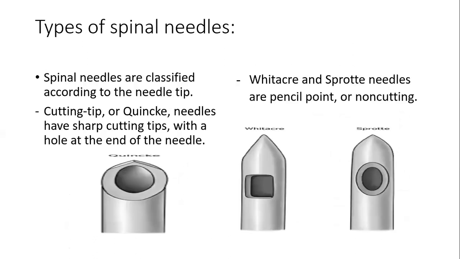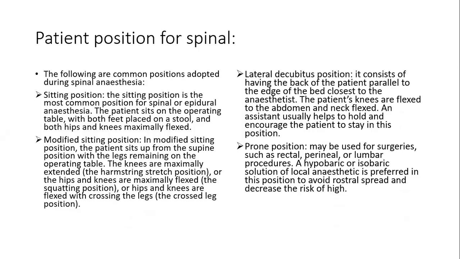All right, then let me see. So there are different forms, like I mentioned before. We have sitting position, then we have the modified sitting position. In the modified sitting position, the patient sits up from the supine position with the legs remaining on the table. In the traditional sitting position, the legs must be on a stool. But in modified sitting position, which a lot of practitioners do now, the patient rises up from the supine position and sits up, but the legs remain on the operating table. All right, lateral decubitus position, I've described that before.